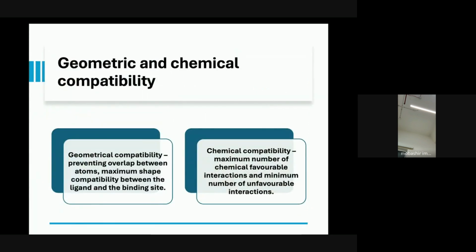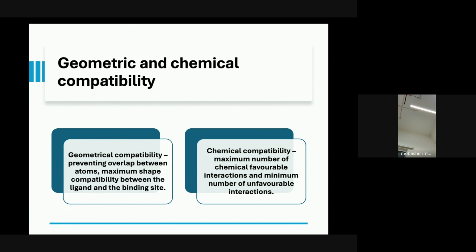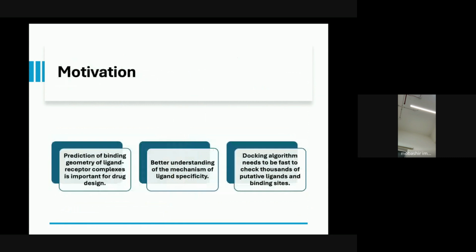In terms of geometrical and chemical compatibilities, geometrical compatibility helps in preventing the overlap between atoms and gives maximum shape compatibility between the ligand and binding site. Chemical compatibility means a maximum number of chemically favorable interactions and a minimum number of unfavorable interactions.